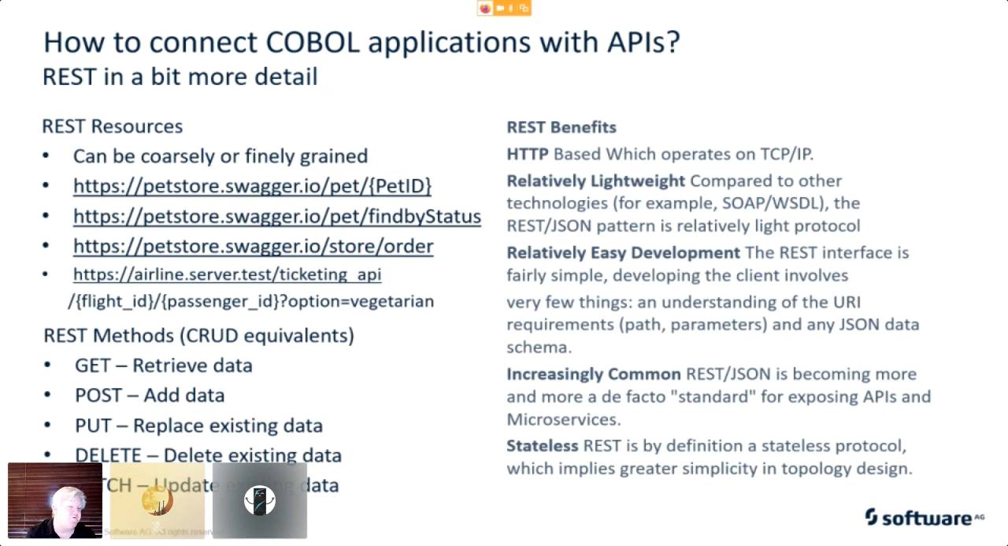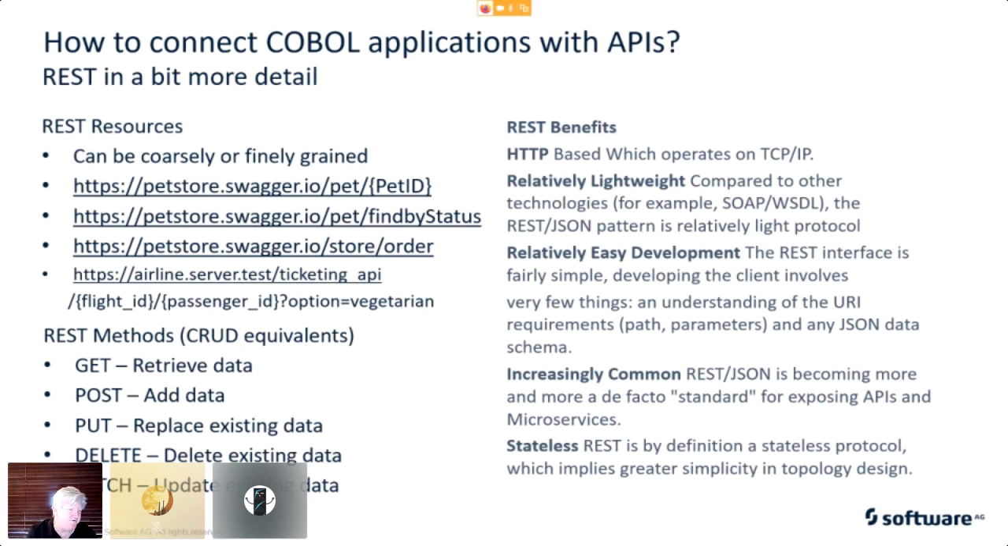So for those resources, you have methods. So when you call that resource, you're going to also call it with a method. There are 5 standards today. The 5th one's actually pretty new. There's a get, which simply retrieves data, a post, which adds data. So typically think about it in the CRUD world, that's a create. A put replaces existing data.